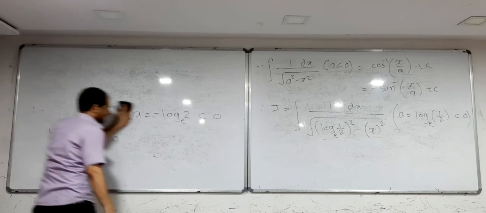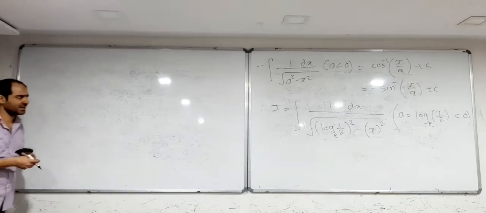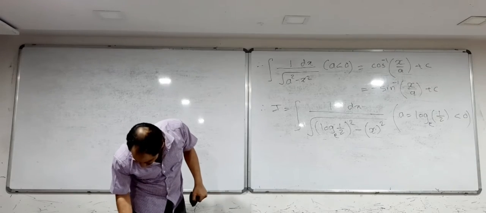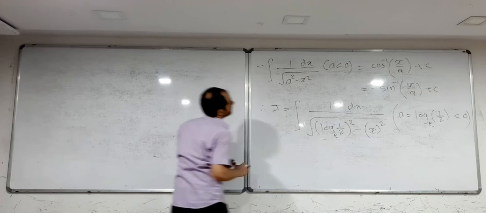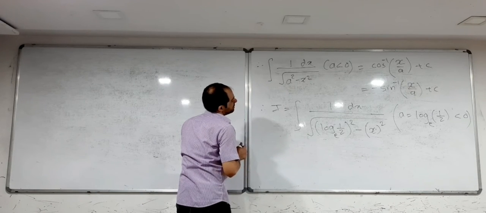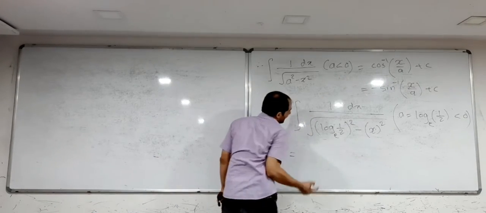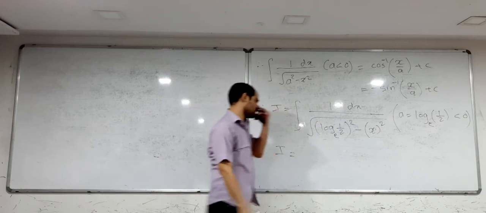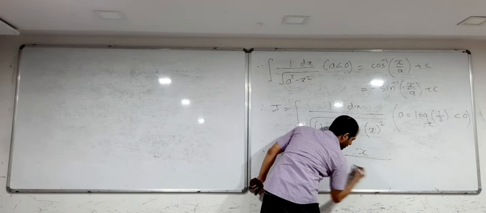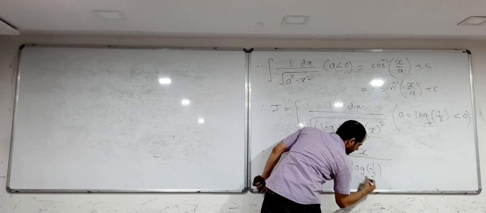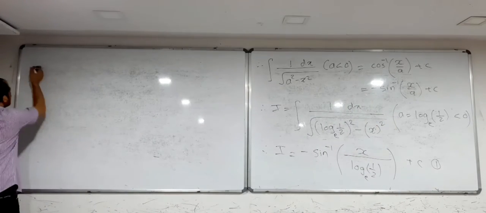Can I write that as cos inverse of x by a? So it has two answers. I is cos inverse of x by a, or if I write minus sin inverse of x by a, that is also allowed, so I will prefer sin inverse only: minus sin inverse of x upon log of half to the base e plus c. This is to be one of the answers, but it was not the option given.